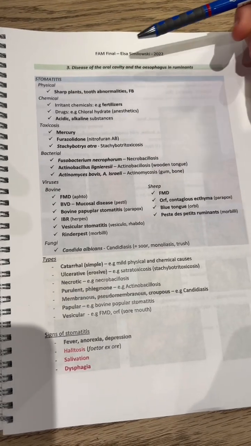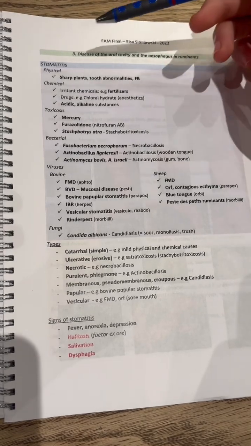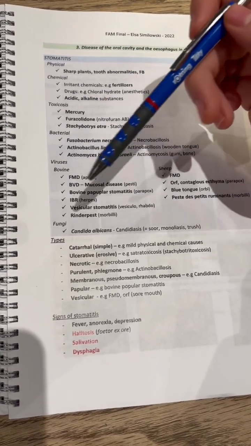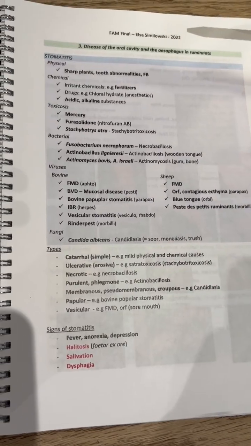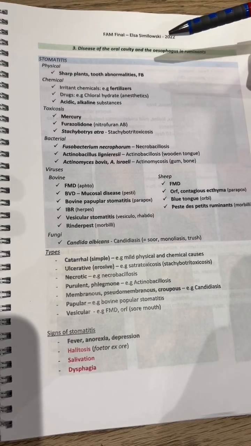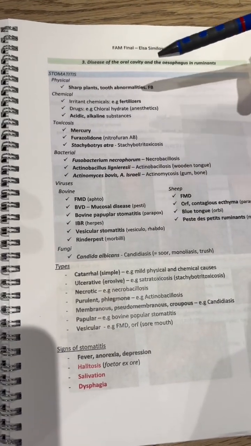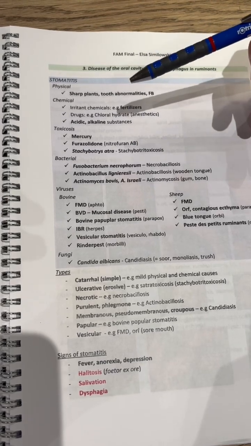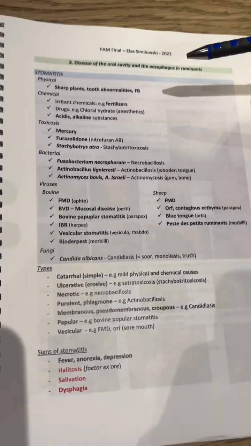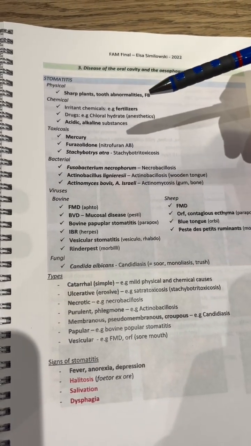Diseases of the oral cavity and esophagus in ruminants. Stomatitis can happen physically, chemically, from toxicosis, bacterial, viral causes, and fungal causes. The physical causes of stomatitis are sharp plants, tooth abnormalities, and foreign bodies. The chemical causes of stomatitis are irritant chemicals such as fertilizers, drugs such as chloral hydrates, and acidic and alkaline substances. For toxicosis causes, these include mercury and furazolidone.